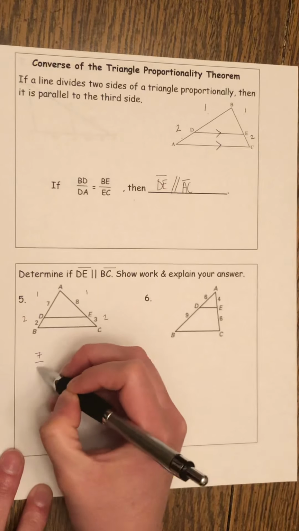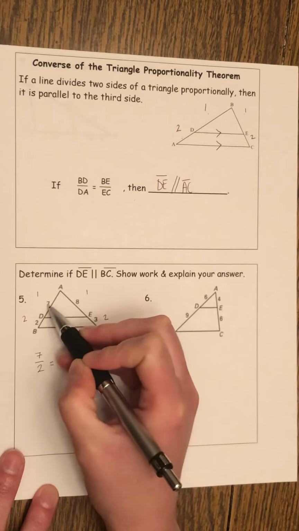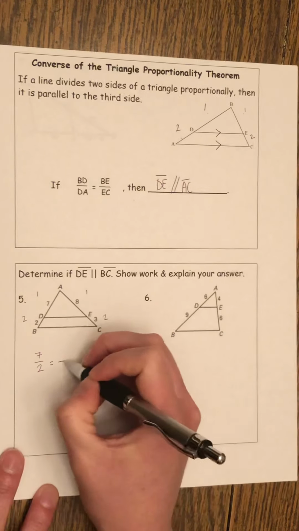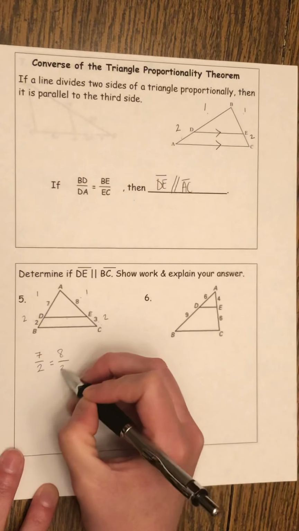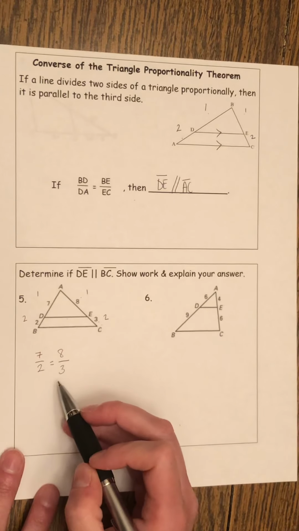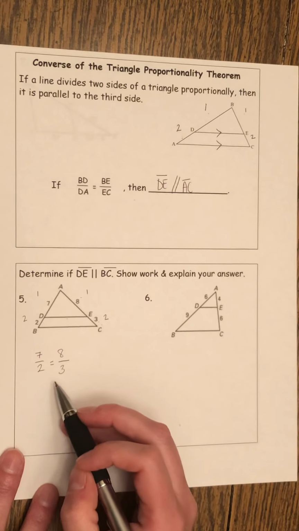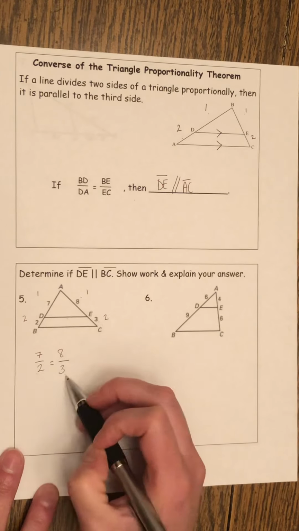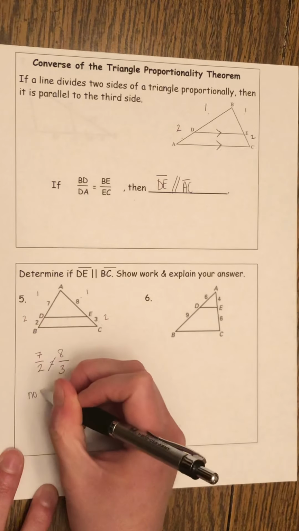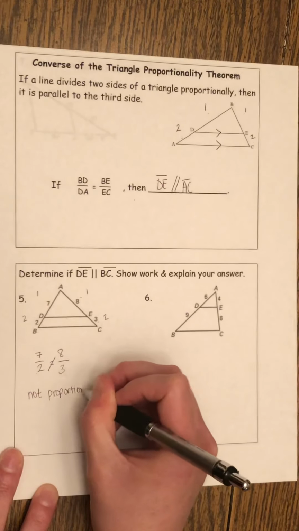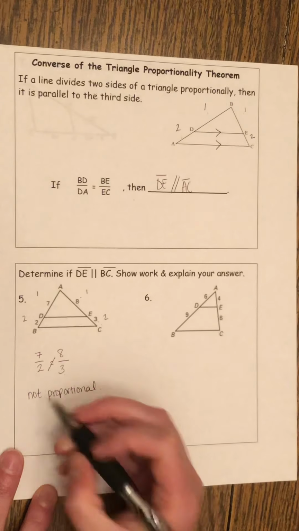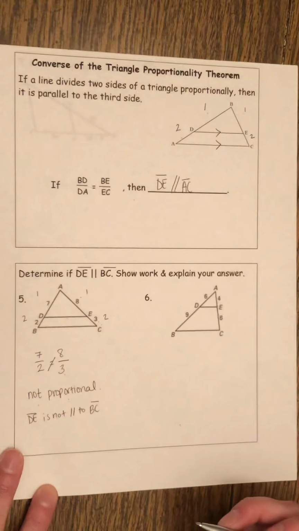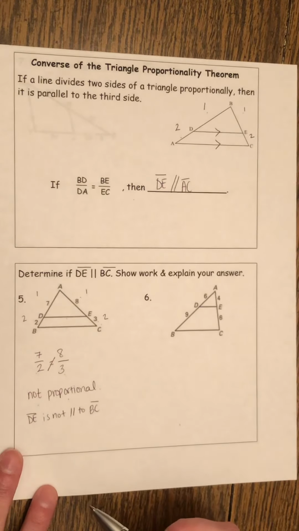So again, I want to show that if DE is parallel to BC, it's going to split these two sides into equal ratios. So I'm going to compare 7 to 2, the two parts of the first side, and I'm going to compare that to the two parts of the second side, 8 over 3. Now, if these are proportional, we should have equal ratios. I can't reduce 7 over 2 anymore. I can't reduce 8 over 3 anymore. So 7 halves and 8 thirds are not the same fraction. Since they're not the same fraction, it means they're not proportional. And because they're not proportional, it means that these two segments cannot be parallel to one another.